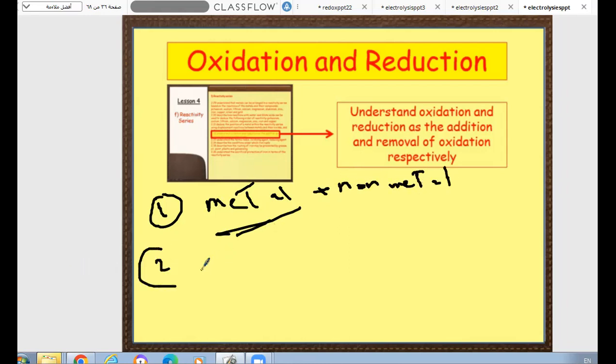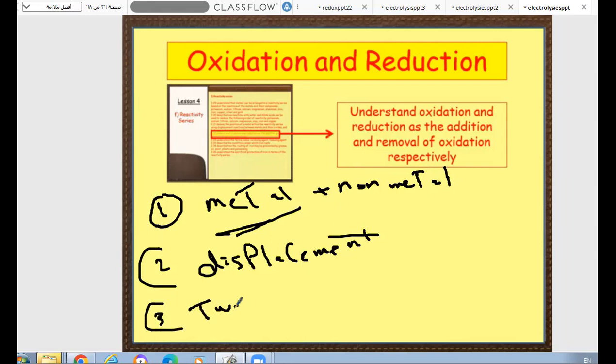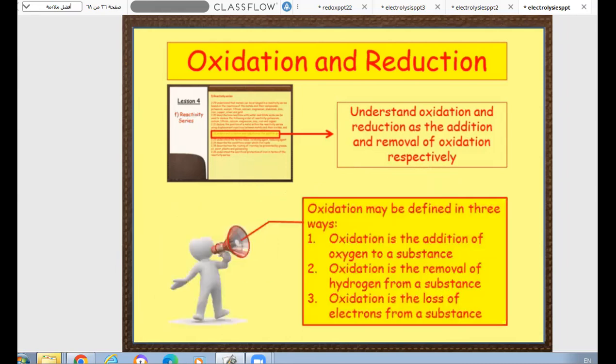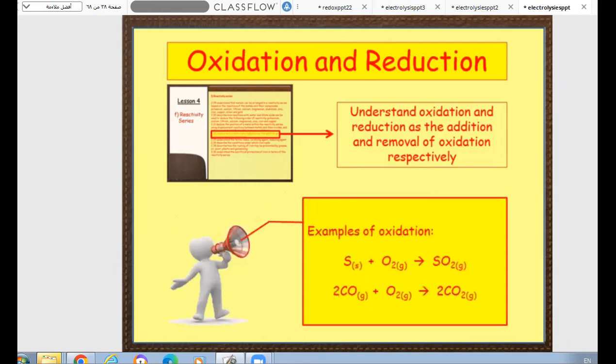And also the displacement reaction, as we previously explained, the displacement reaction also resembles an oxidation reduction reaction, between two non-metals but with different reactivity. Two non-metals have different reactivity, and we can see that from the example. It is the best way to understand.